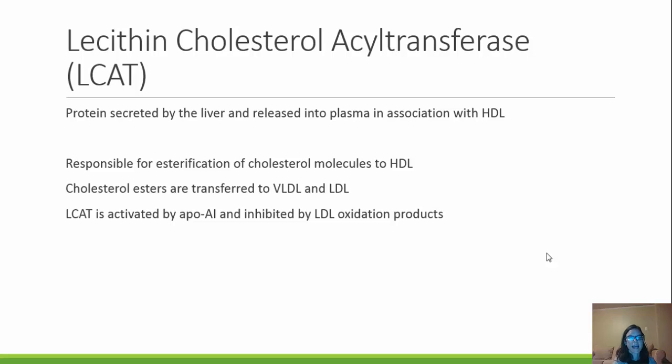So I just mentioned the enzyme that is responsible or necessary for this reverse cholesterol transport. It's secreted by the liver and released in association with HDL, which makes sense because HDL is what we're using for this reverse cholesterol transport. And it's responsible for the esterification of cholesterol molecules to HDL. So it's what actually allows the HDL to pick up these cholesterol molecules. And again, this is activated by ApoA1 and inhibited by LDL oxidation products.